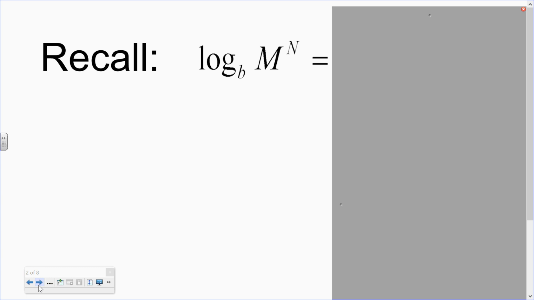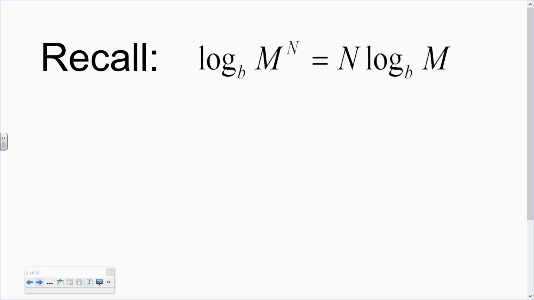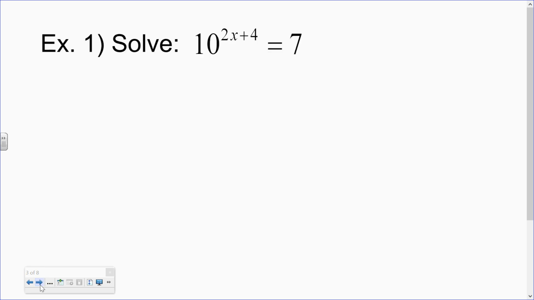So what would be the other side of this log property that we've used many times if we have log base b of m and then we've got an exponent? What's the way that we can rewrite that? Callum? So the exponent can come out in front and be multiplied by log base b of m. So keep that in mind as we work these.